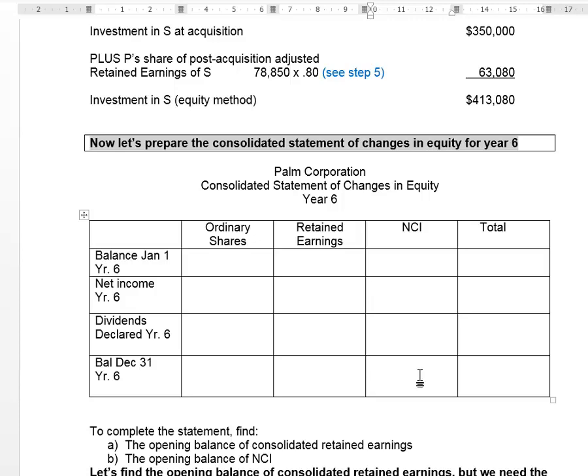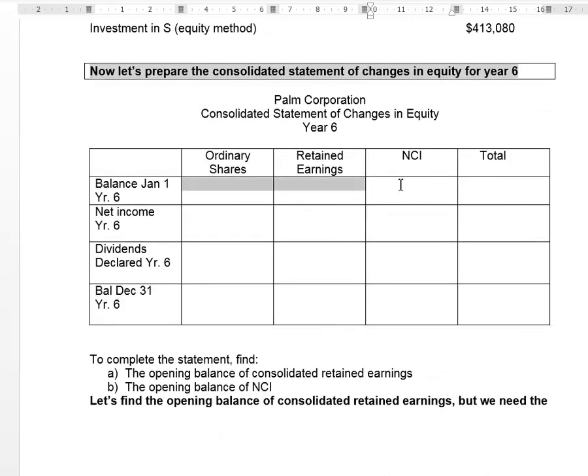So now I would like you, even though you know the ending balances on the consolidated balance sheet for NCI and retained earnings, this would be a good way to see if you could calculate the opening balances for those two accounts, to see if it leads you to the number you already know you should get in the ending balances for those two accounts. So now let's start our calculation.